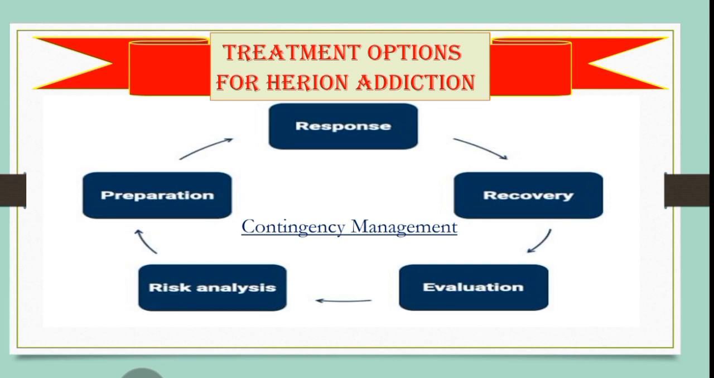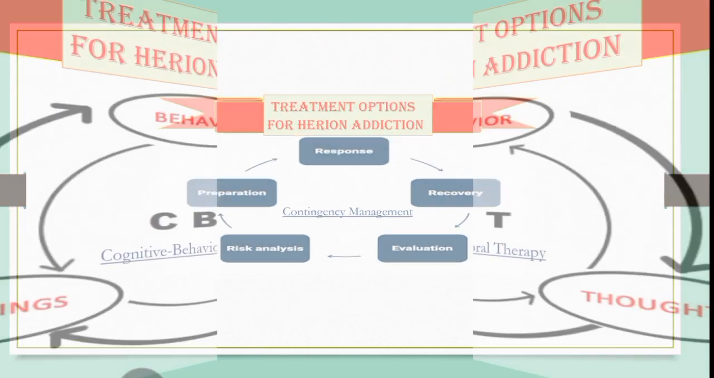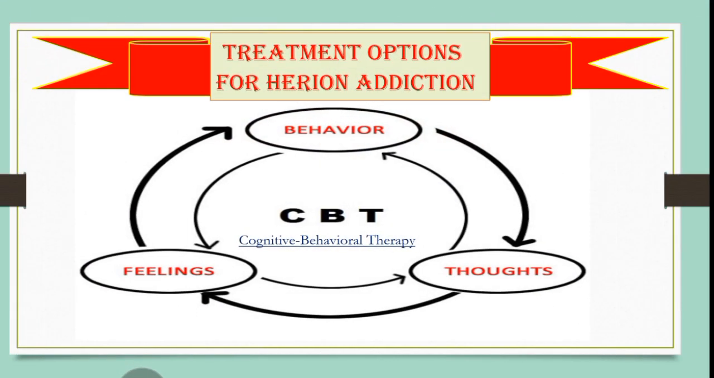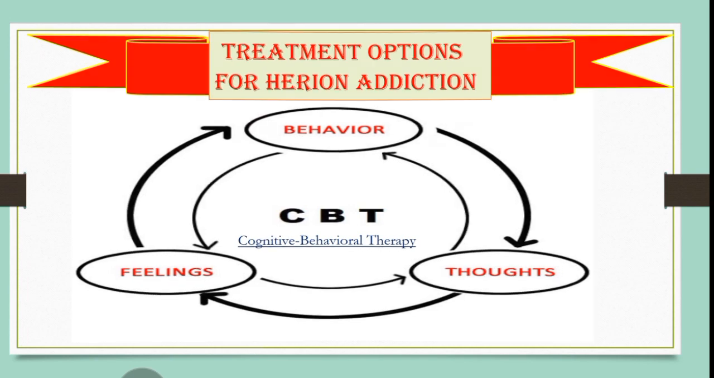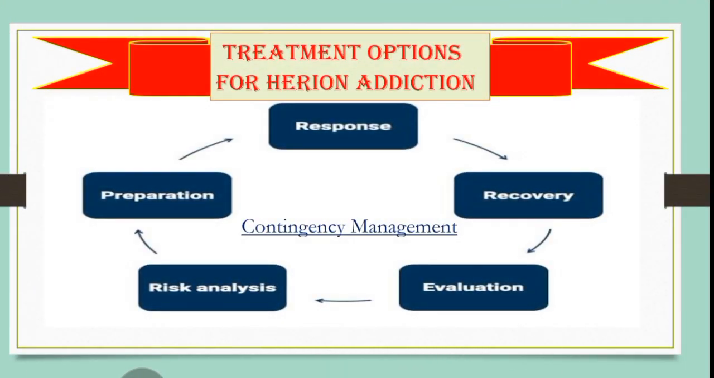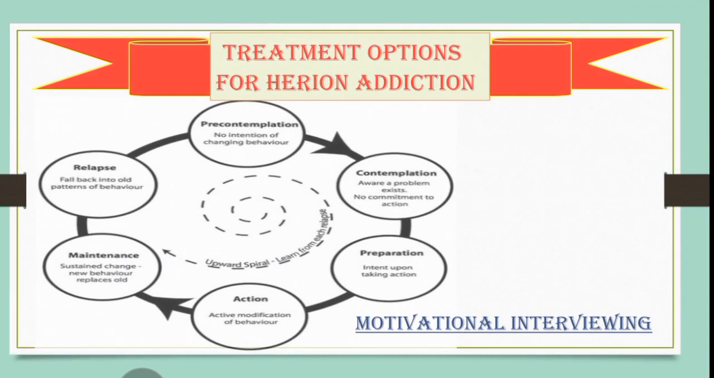These are the pictures of treatments of heroin. The first one is of CBT. Second one is the contingency management, and the third one is the motivational interviewing. These pictures show how different treatments or processes can stop people from heroin addiction.